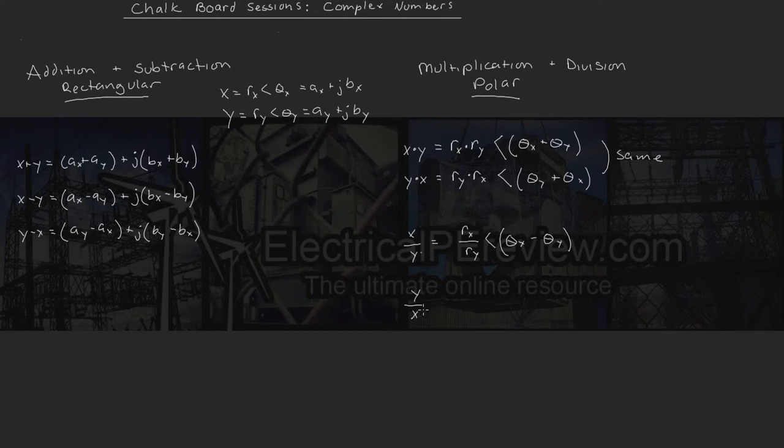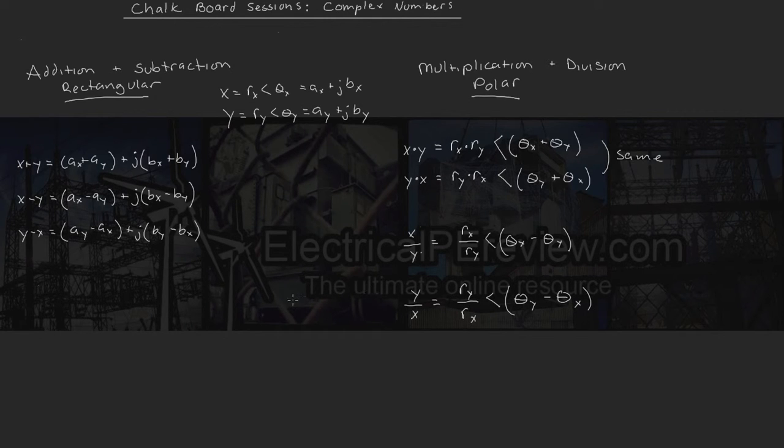For y divided by x, just like above, this time we're going to have our y magnitude divided by our x magnitude at an angle of the top angle minus the bottom angle. So theta y minus theta x.